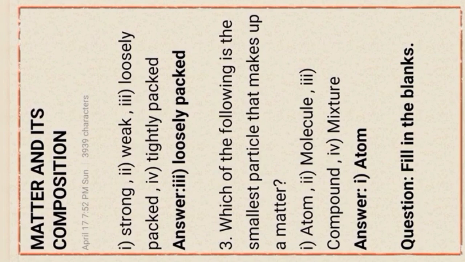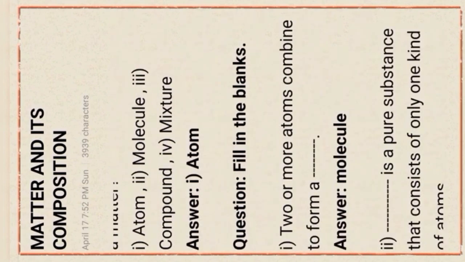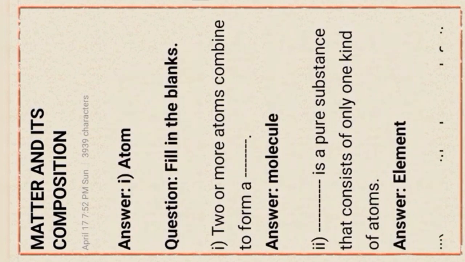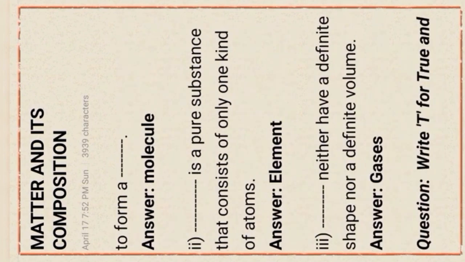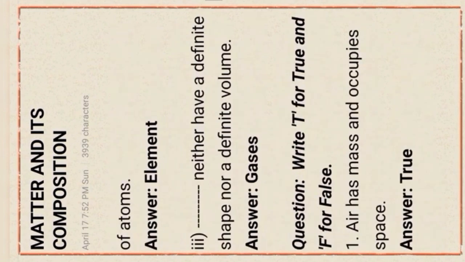Next question type: fill in the blanks. First question: two or more atoms combine to form a dash. Answer: molecule. Next question: dash is a pure substance that consists of only one kind of atom. Answer: element. Next question: dash neither have a definite shape nor a definite volume. Answer: gases.